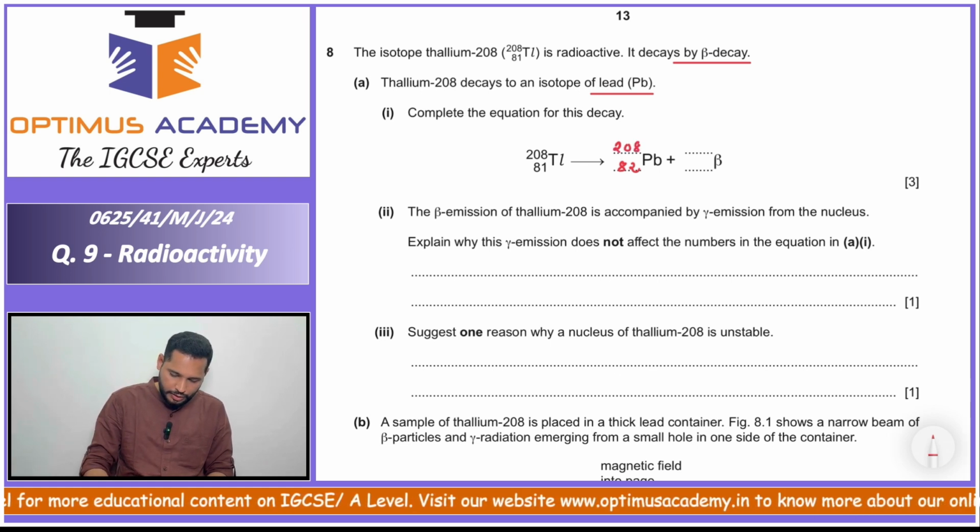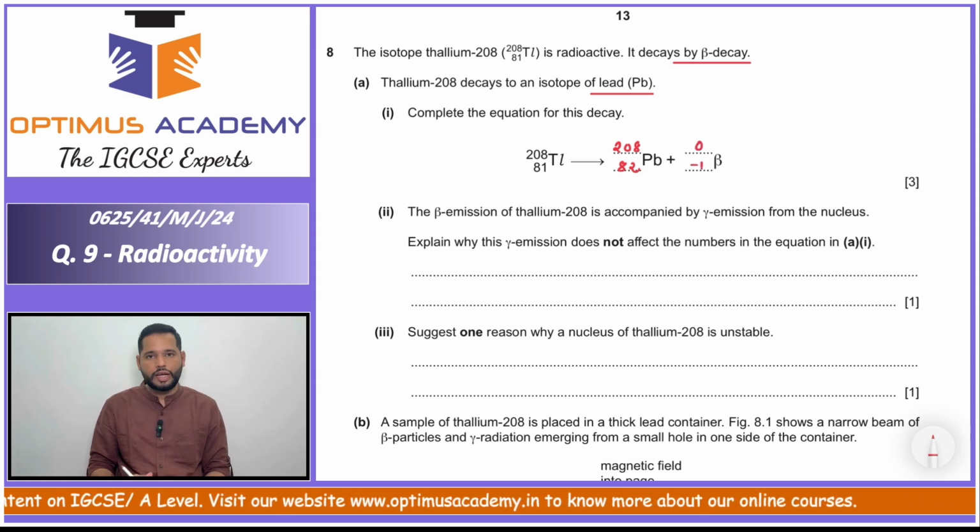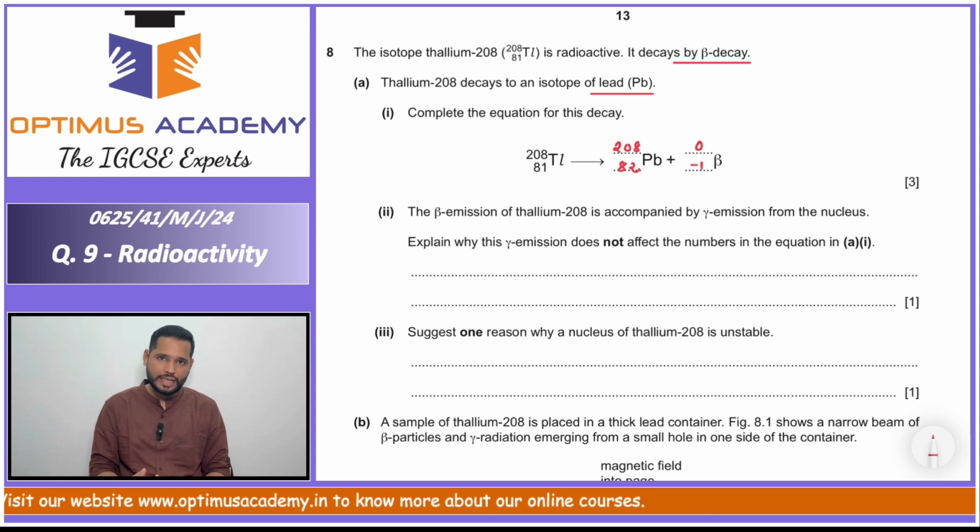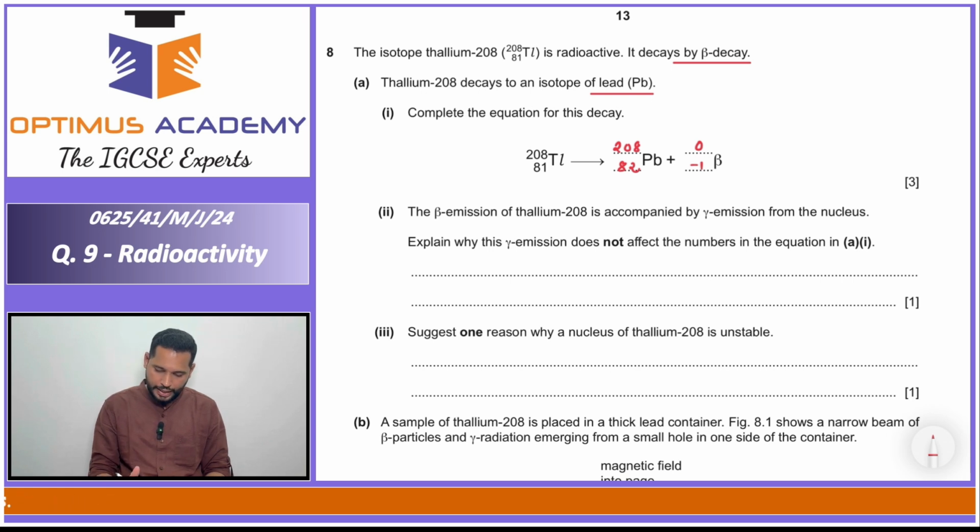For beta, the mass is 0 and the charge on the beta particle is -1. Whenever we are writing such equations, we have to understand that the top number, that is the mass number, should balance on either side of the equation, and the proton number should also balance on either side. Here 208 plus 0 on the right hand side balances with 208 on the left hand side, and 82 minus 1 on the right hand side balances with 81 on the left hand side.